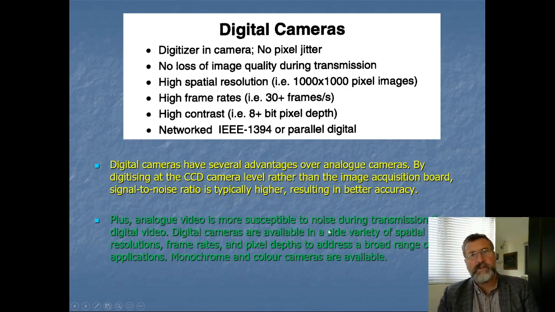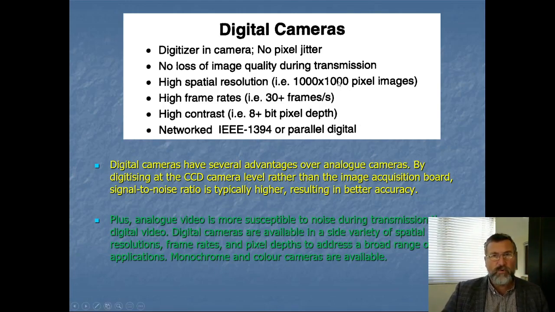With digital cameras, we don't get any pixel jitter, and we keep the high resolution. This is a bit out of date with 1,000 by 1,000. Nowadays, you'd be looking at more than that. You'd be looking at megapixels. We used to use IEEE or FireWire connections, but again, nowadays I think USB is winning out over that. I'll come to USB 3.